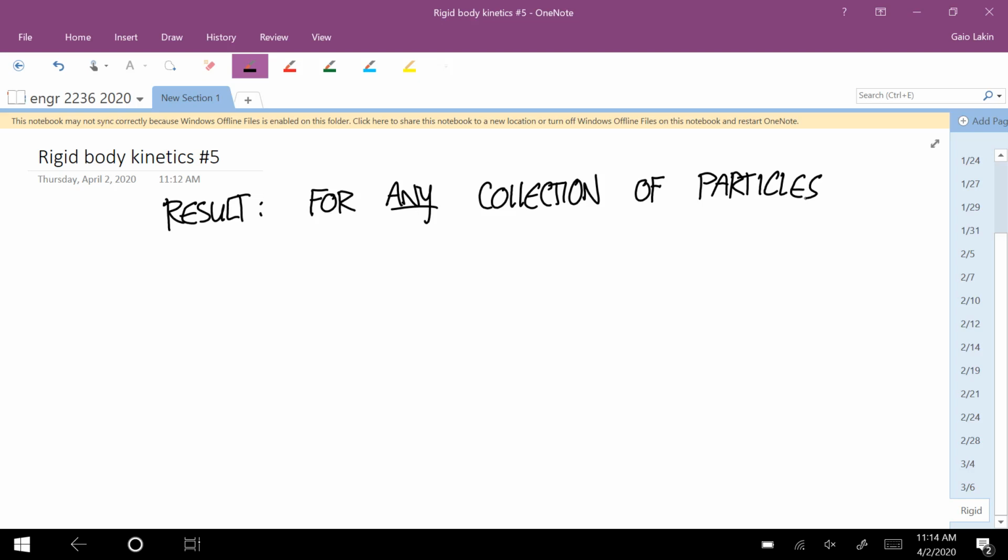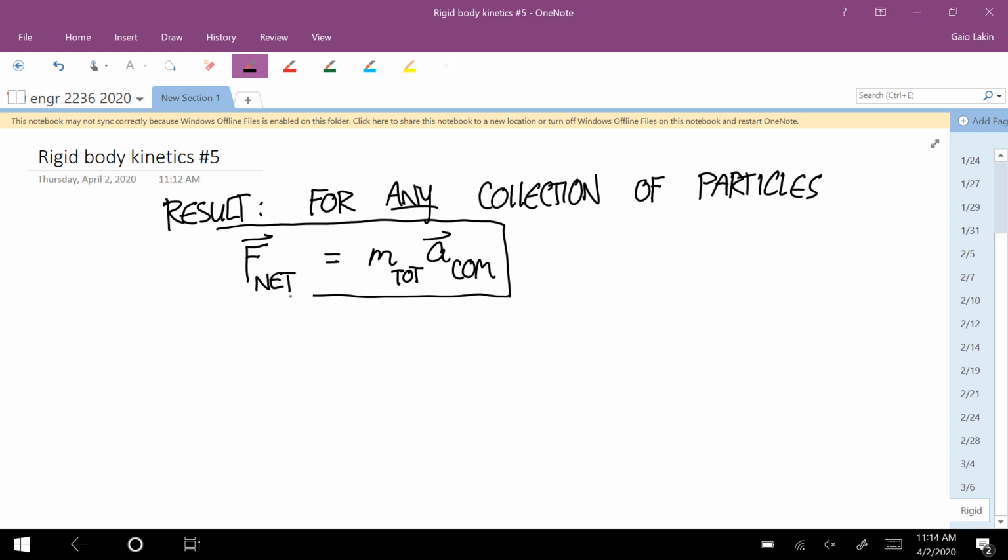Any collection of particles, if you add up all the forces on all those particles, it's equal to the total mass of the particles times the acceleration of the center of mass of those particles.